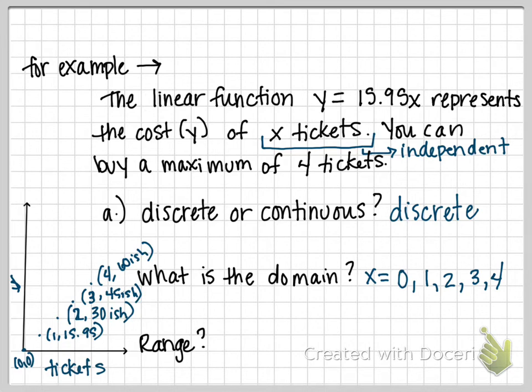So then your range, you guys, if the domain is discrete, the range is also discrete because we can't connect these. Why not?